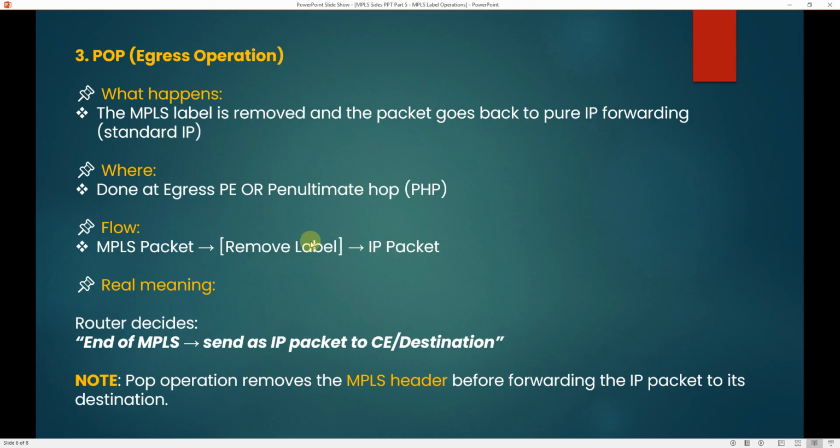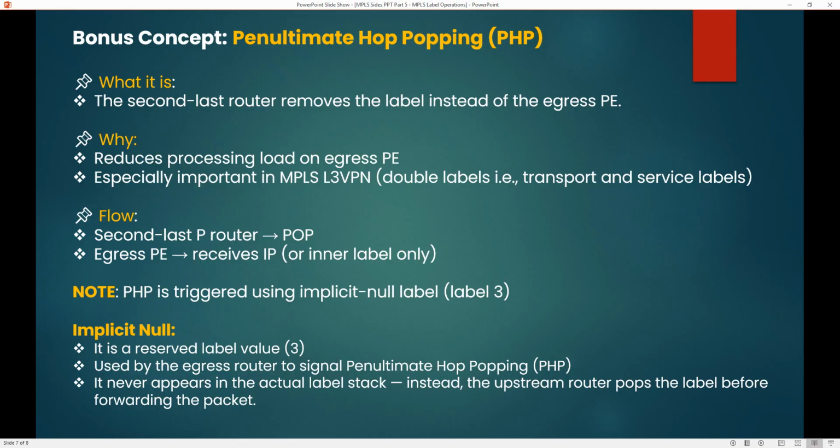Okay, so that particular router decides that this is the end of MPLS, and therefore I have to send an IP packet to my CE or the destination without the MPLS header. A point to note here is that the POP operation removes the MPLS header before forwarding the IP packet to its destination. So we touched on penultimate hop popping. Let's quickly understand what it is.